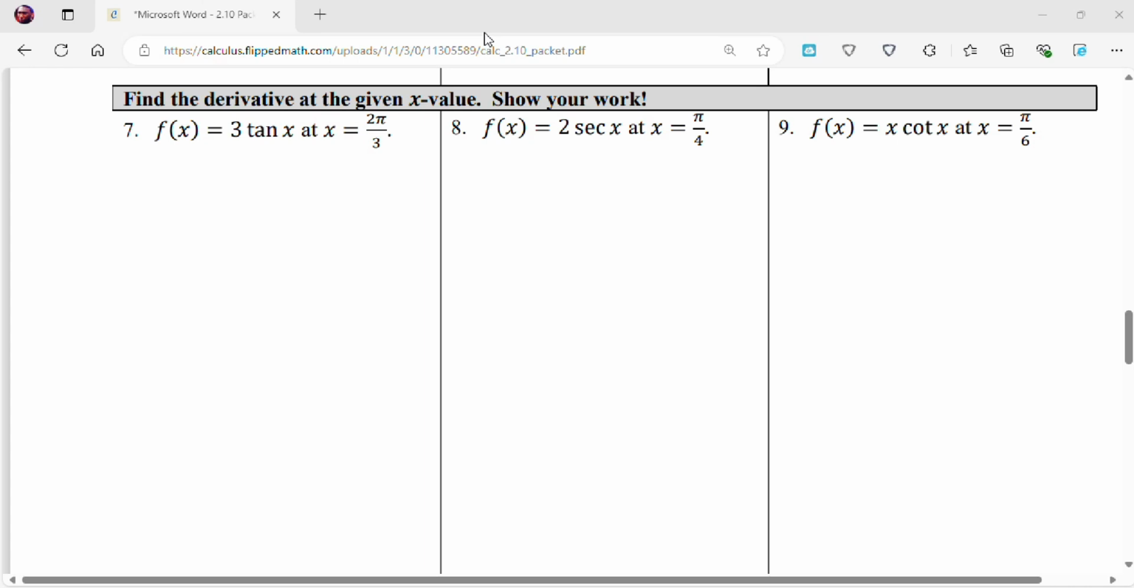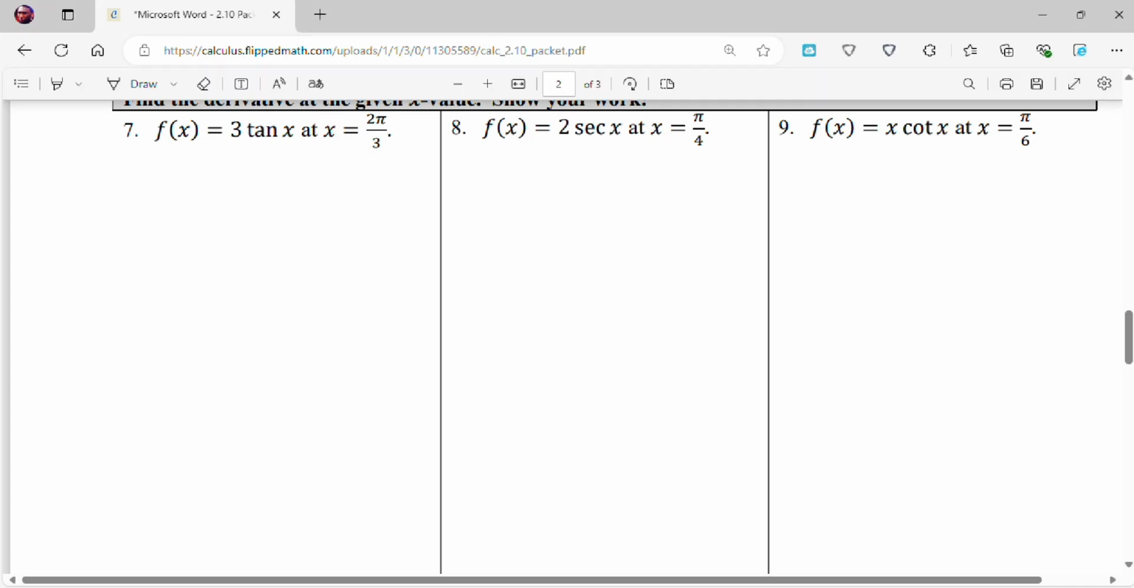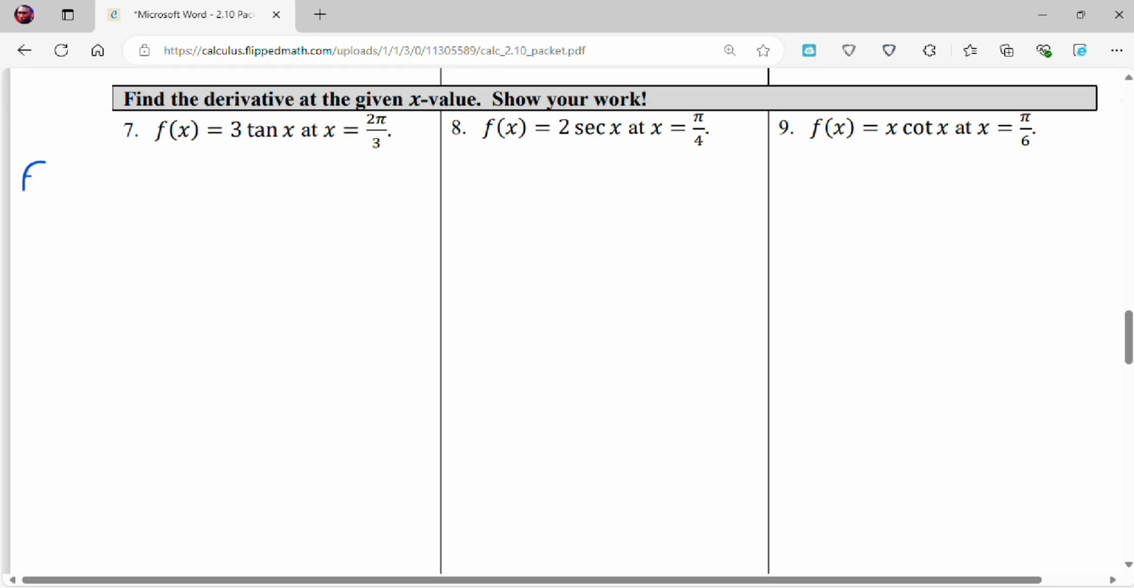These next couple of problems are the same exact thing, but now we just have to find the derivative at a point. So f prime of x equals 3 times tangent of x. So derivative of tangent is secant squared x. Okay, and then f prime of 2 pi over 3.